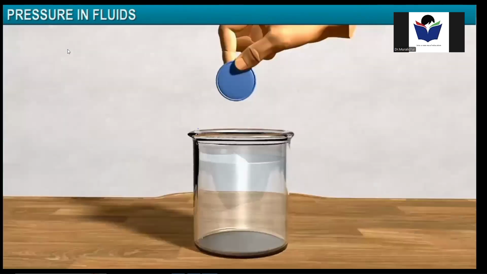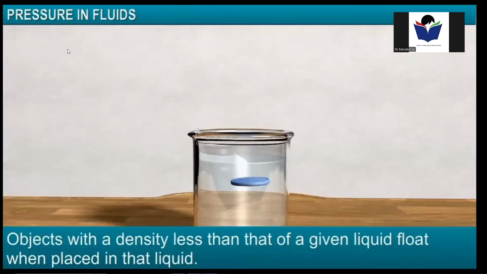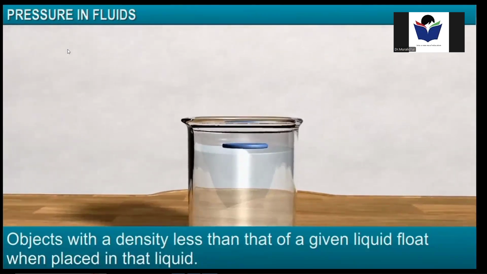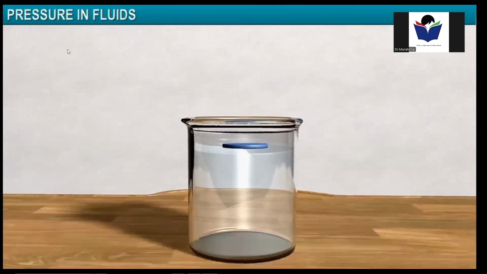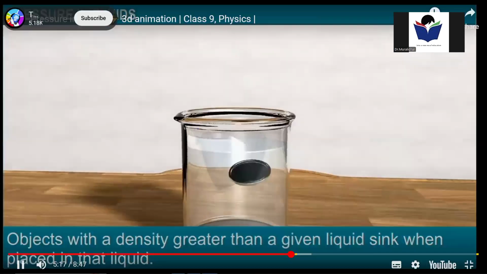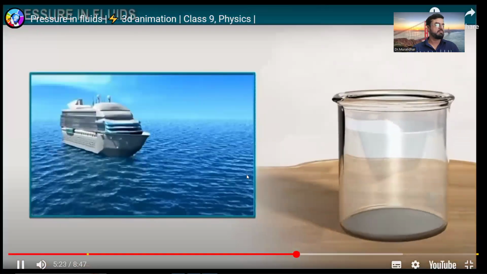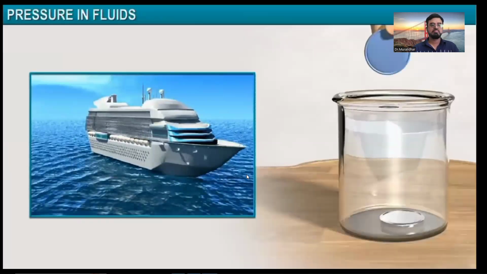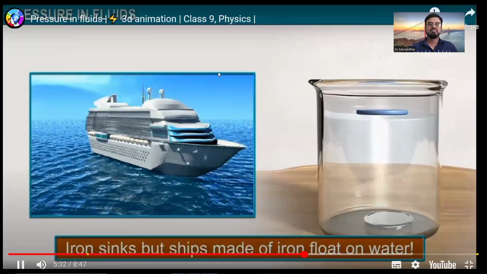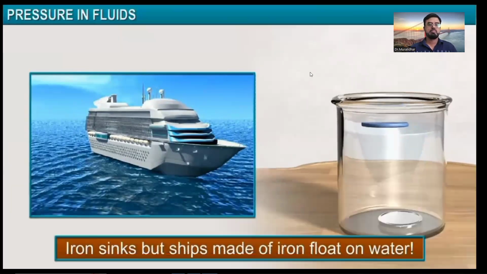Thus, according to the principle of buoyancy, objects with density less than that of a given liquid float when placed in that liquid. Objects with density greater than a given liquid sink when placed in that liquid. As we saw, the density of iron is greater than that of water. But our ships are built of iron and steel parts, and they don't seem to have any problems staying afloat in water.